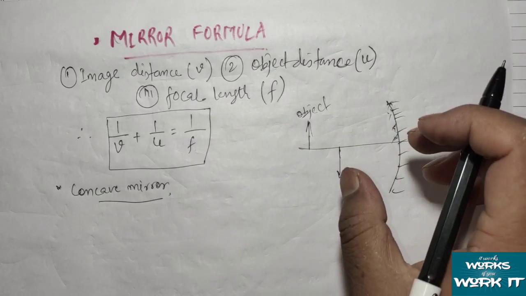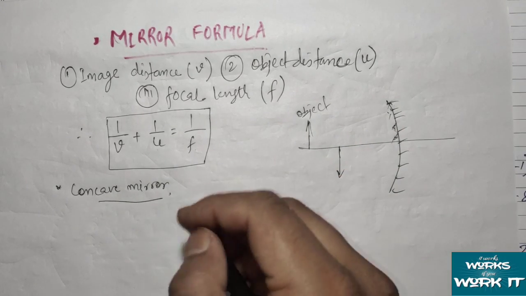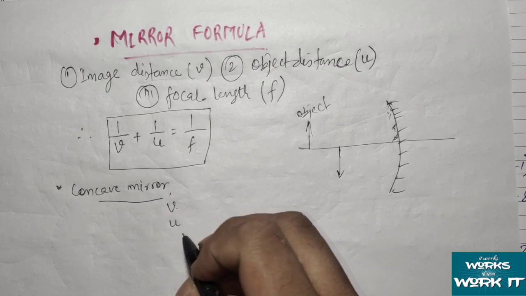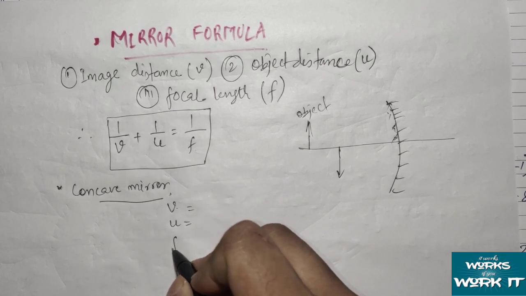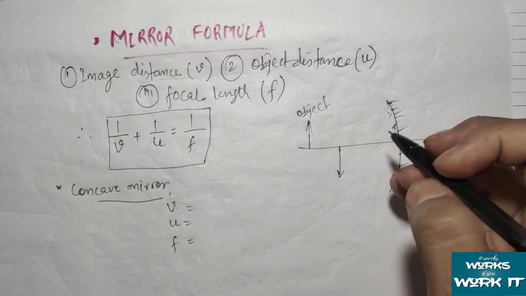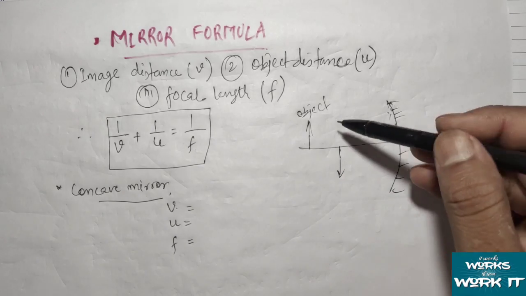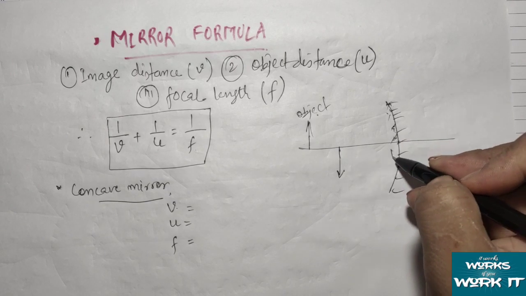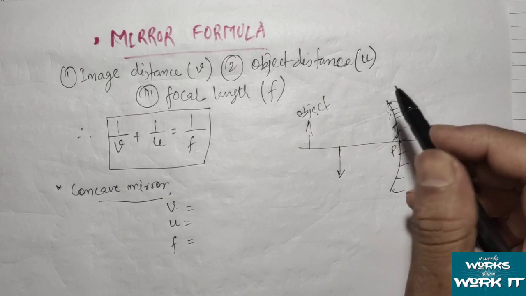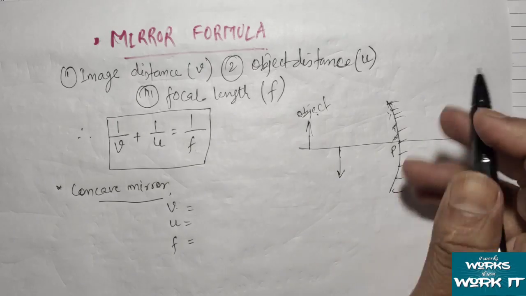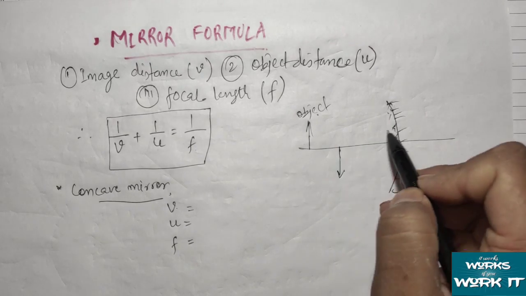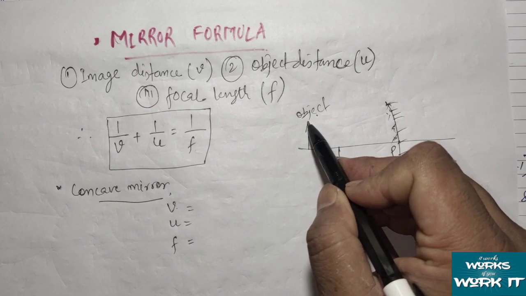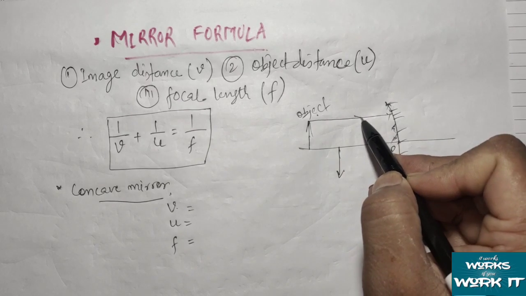Let me use the sign convention here for the concave mirror. We will have some value for image distance, some value for object distance, and some value of focal length. So what to put here? Suppose the object is here, the image is here, and our pole is here. The sign convention tells that whenever we require a distance opposite to the direction of the incident ray, when the object is here, our incident ray will be directed towards this.